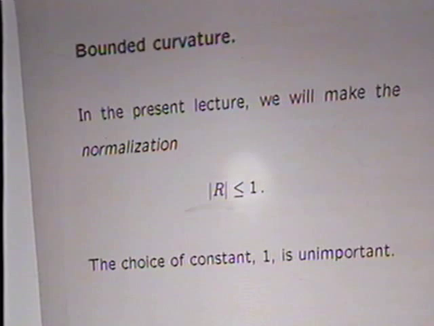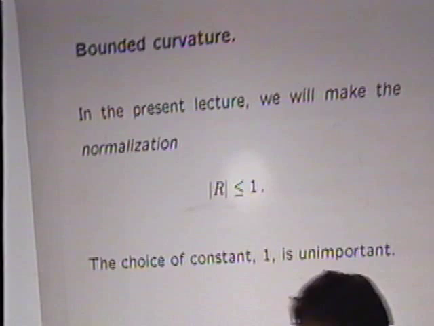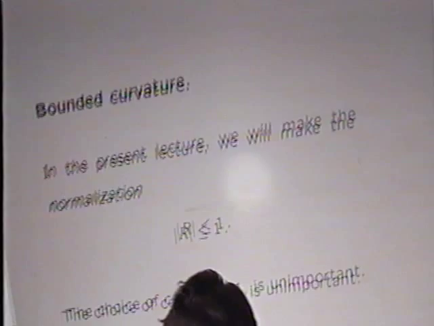Okay, so as I said, in this lecture, the normalization we'll make is just, let's say |R| is less than one. If I chose some other constant, it wouldn't affect things as long as I choose some definite constant. So let's say one. So now, if I just say |R| is less than one, that's not enough to say that small balls of a definite size will be non-trivial. But there are some things that I can say.